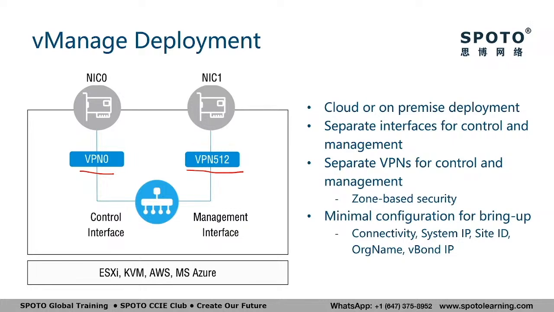The VPN name here is not really VPN. It actually means VRF. And both of them have zone-based security. When you bring them up, you need to have the minimum configuration. For example, you need to configure the connectivity, system IP. You need to give it an IP address for the management access, site ID, organization name, vBond IP.